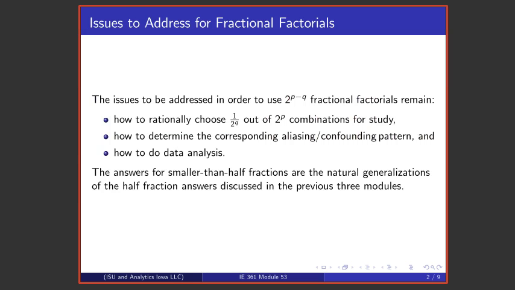The issues to address in the choice and analysis of fractional factorials are the same as those we've just looked at for half fractions. In general, the issues are how to choose a quarter fraction, a half fraction, an eighth fraction, a 1 over q fraction of the 2 to the p possible combinations to use in a study, how to determine the corresponding pattern of alias or confounding, what's inseparable from what, and how to do data analysis. The answers for smaller than half fractions are really just the natural extensions or generalizations of the ones we've already discussed in the previous couple of modules for the half fractions.